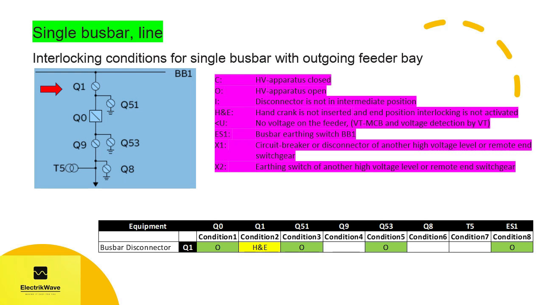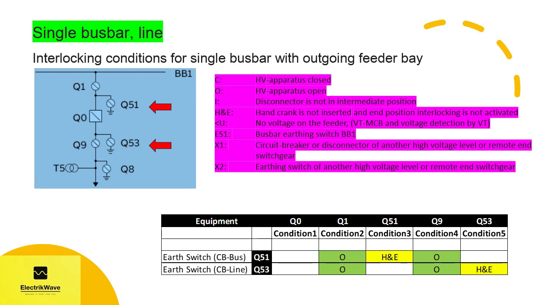Here Q1 is switchable if conditions 1, 2, 3, 5 and 8 are fulfilled. That is, circuit breaker is open, then busbar disconnector hand crank is not inserted and position interlocking is not activated. Then earth switch on both sides of the circuit breaker is open. Then busbar earthing switch is also open.